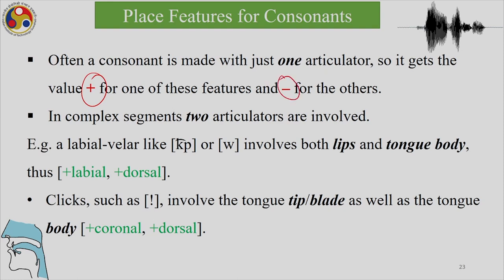In complex segments, two articulators are involved and they are represented with a symbol like this, showing that two articulators are involved in the production of that segment, and these are not two different segments. So this is the one, and this is shown with this symbol. And clicks, which we looked at a lot in the articulatory phonetics section. So clicks involve the tongue tip. We saw when we were looking at clicks that clicks have two places where the occlusion occurs. So one of them could be tongue tip or blade, it could be dental, it could be a bit more back. So they could be either plus coronal or plus dorsal, along with being a click sound.